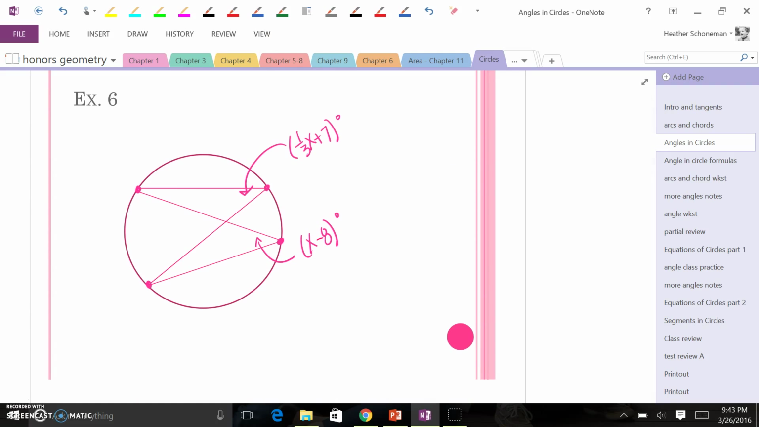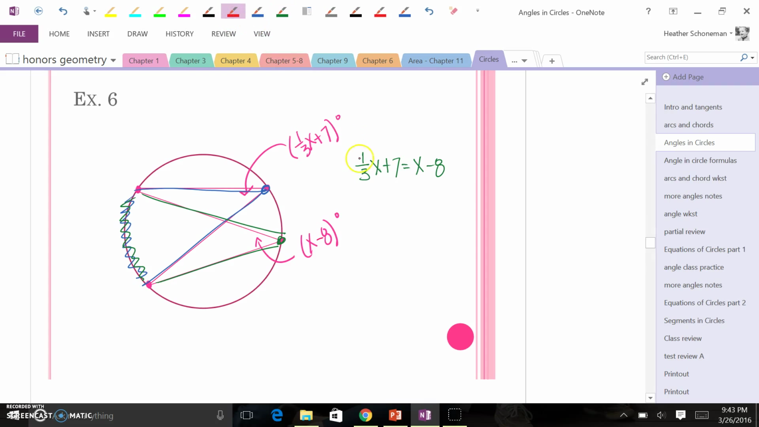So we look at this. Well, this angle here, vertex is on the circle formed by two chords, so this angle is half of this intercepted arc. This angle here, the vertex is on the circle, so it's half of this intercepted arc. Well, since they're half of the same arc, then we know they've got to be half of the same number, which makes them equal. So 1/3 x plus 7 has to equal x minus 8.